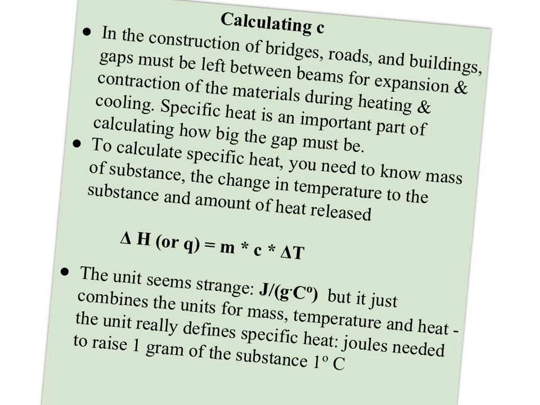So how do we calculate specific heat value and why do we care? Well, when we're making bridges, roads, buildings, any structure like that, gaps have to be left between the beams for expansion and contraction of the materials. Because during heating, the materials are going to expand and get bigger, and during cooling, they're going to contract and get smaller. And the amount of expansion and contraction not only depends on the weather for that area, but it also depends on the specific heat.